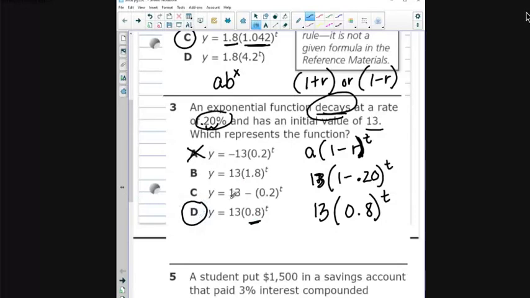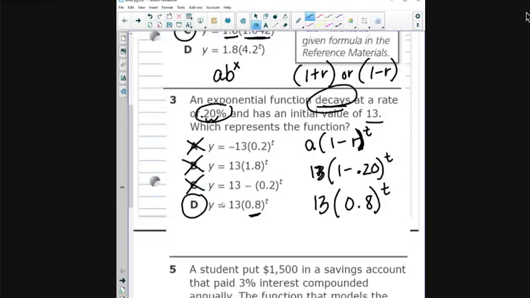For sure it's not C because they added this subtraction symbol in the middle. No, there's no subtraction in the middle, right here between a and the parentheses. Here on letter B, they try to trick you by adding the 1, but they added it to the 80%. So no. Questions on number 3? Okay, let's move on to number 5.